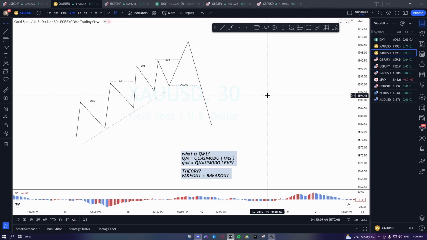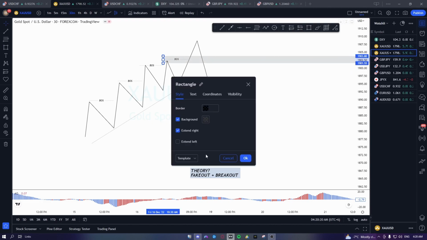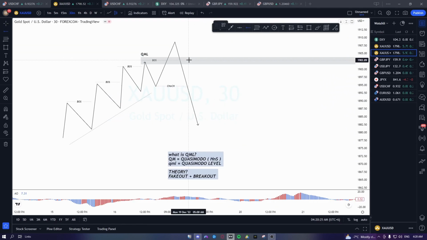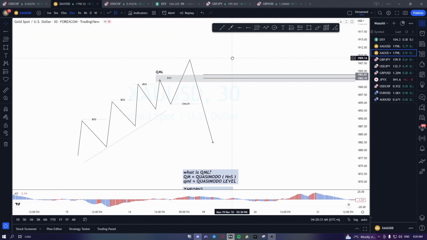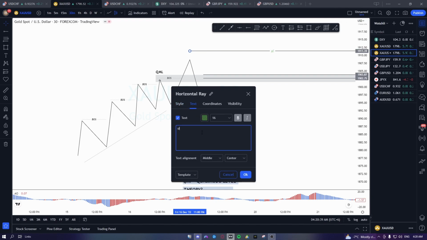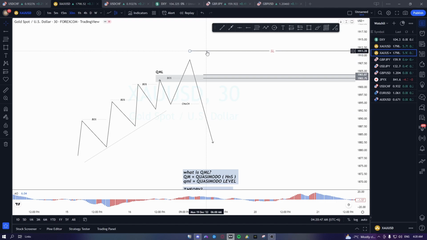When you spot something like this, where is the entry point? The entry point is on the QM level, which is on the left shoulder here. On the left shoulder, this is your QM level. You can place a pending order, maybe a sell limit here, somewhere there, but the stop loss has to be above the head. Let me make it clear. This should be your stop loss.